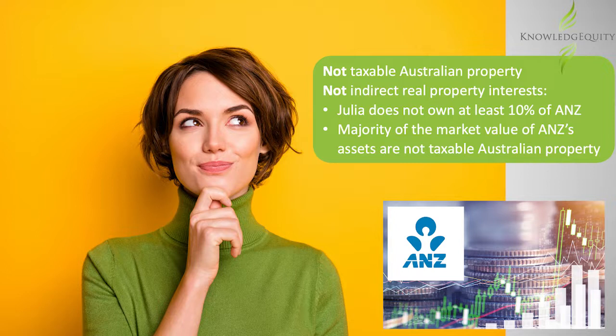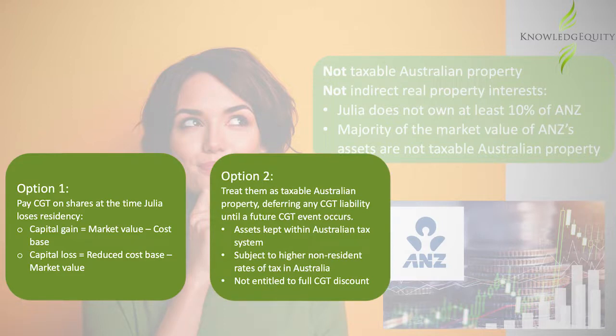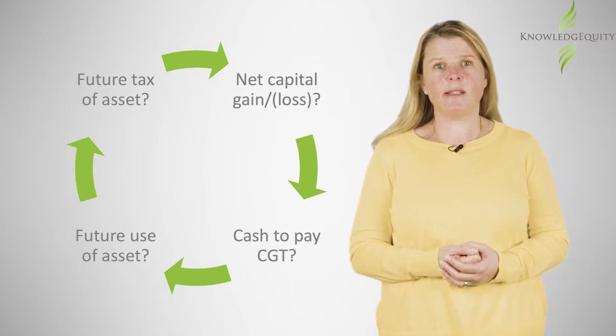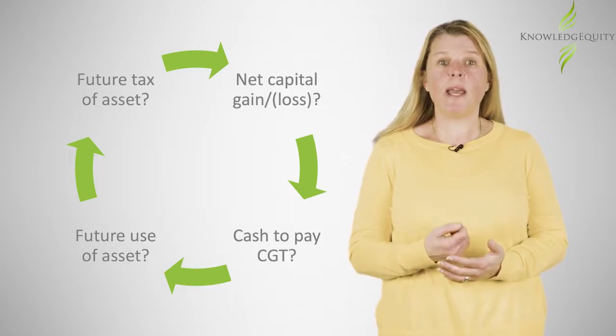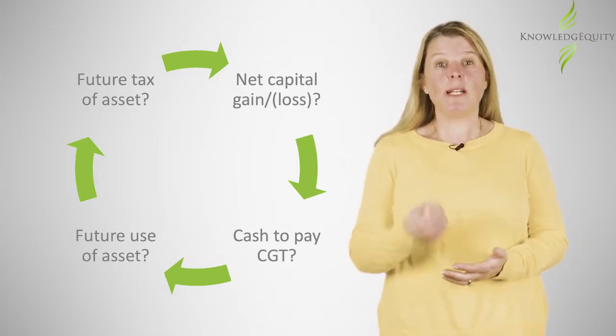Since the ANZ shares are not taxable Australian property, Julia could choose to pay CGT on them when she loses residency due to CGT event R1 being triggered. Alternatively, Julia could choose for them to be deemed to be taxable Australian property, in which case any CGT liability will be deferred until a future CGT event happens to them. The decision will likely be one of personal preference and circumstances, such as what the taxpayer's net capital gain or loss is, whether they have the cash flow to pay any resulting tax, what they intend to do with the CGT asset, and how the CGT asset and its disposal will subsequently be taxed.